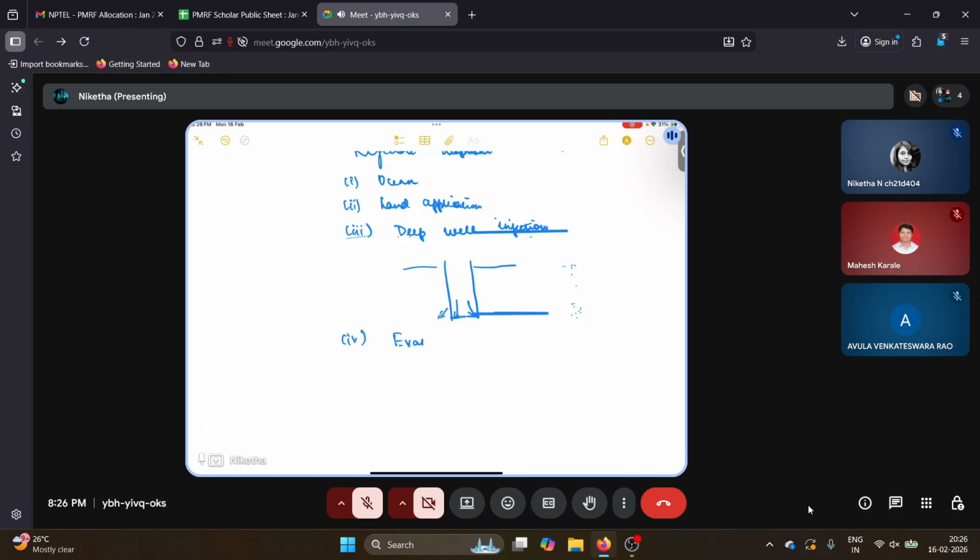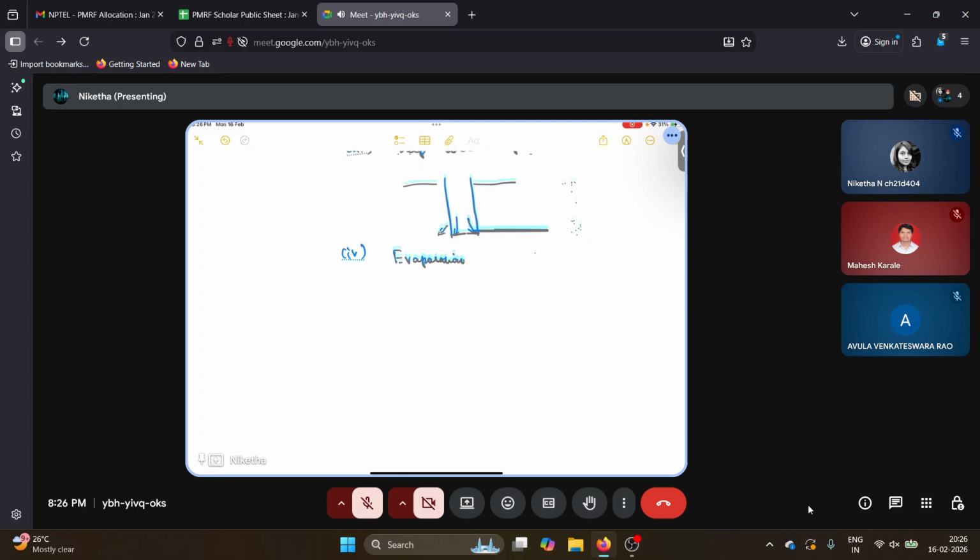And the next one is evaporation. So you can also evaporate the reject. Evaporating the reject means we will get some solid residue, which is the salt and the pollutants themselves. And there are two types of evaporation: one can be natural evaporation, and the other is controlled thermal evaporation.